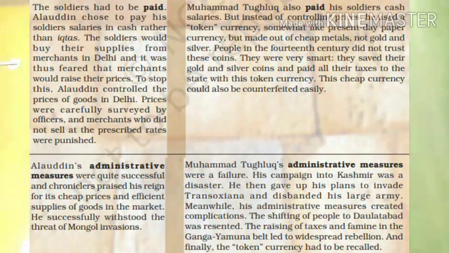So the raising of taxes and famine in the Ganga Yamuna belt led to widespread rebellion. So taxes were raised, as I told you, in the Ganga Yamuna Doab during a time when famine was raging. So that also made the Sultan very unpopular. So as soon as the Sultan realized that the people were not liking the situation in Daulatabad, he ordered all the people to come back to Delhi and settle there. So people had to move all the way from Daulatabad to Delhi again.